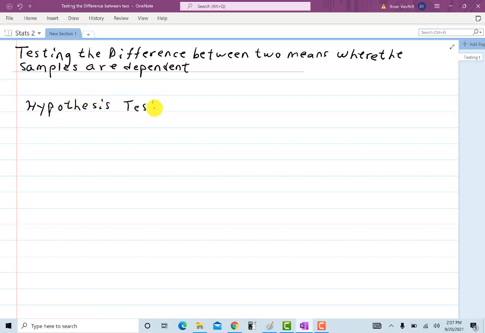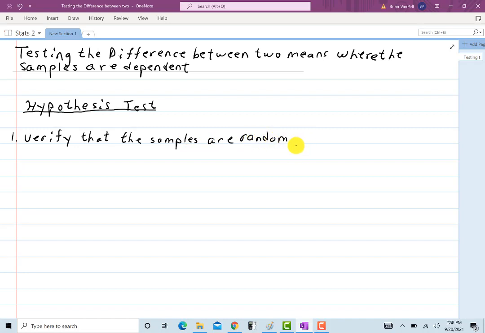Most of the hard work or most of the computational stuff you won't have to do. We can let your calculator do that part. But once again, the first thing we need to do is verify that the samples are random, but dependent. So as I said, before and after is really what we're going to be looking at here.